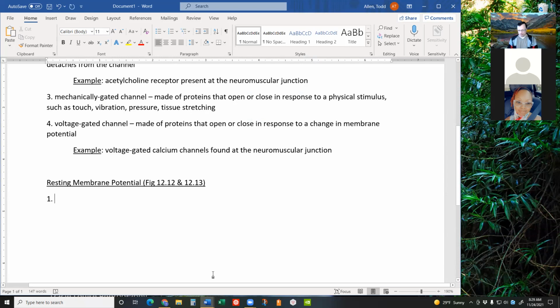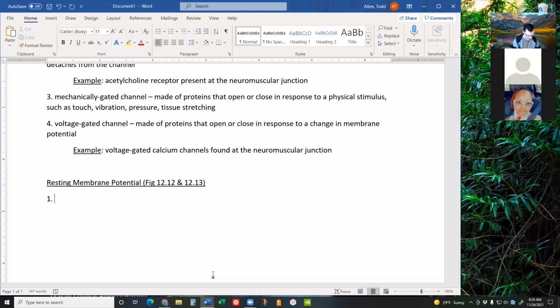Okay. So first, when we talk about a resting membrane potential, we're talking about a neuron or muscle cell that's at rest. And what we mean by at rest is that the cell is not propagating an action potential. There's no electrical signal spreading along the length of the axon. Okay. So to establish the resting membrane potential, we have to appreciate the electrical status of the interior of the cell compared to the exterior of the cell in the extracellular fluid.